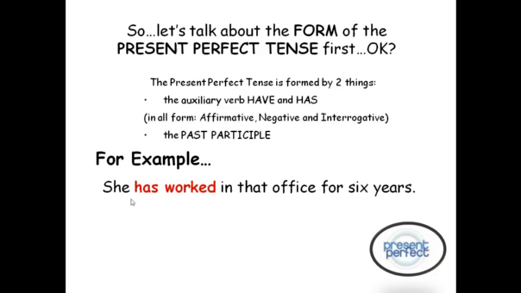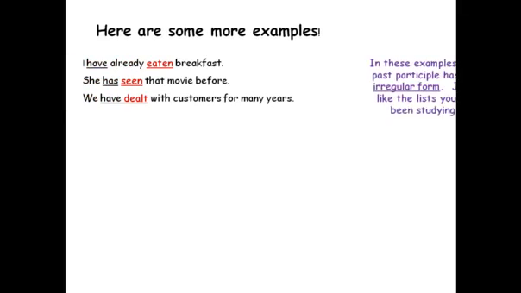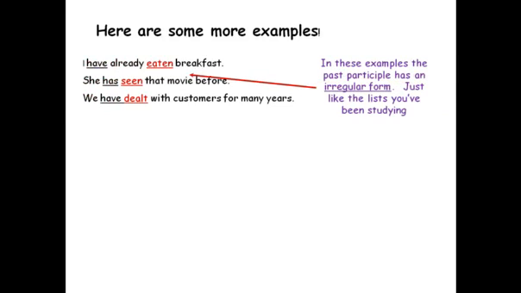So where's the auxiliary verb? Yes, exactly, this is the auxiliary verb. And where is the past participle of the verb work? Exactly, worked. Here are some more examples, and I advise you here to stop the video whenever you need, so you can read every single slide more thoroughly.